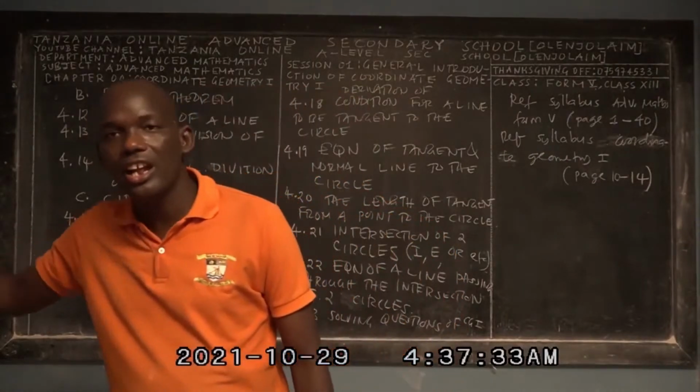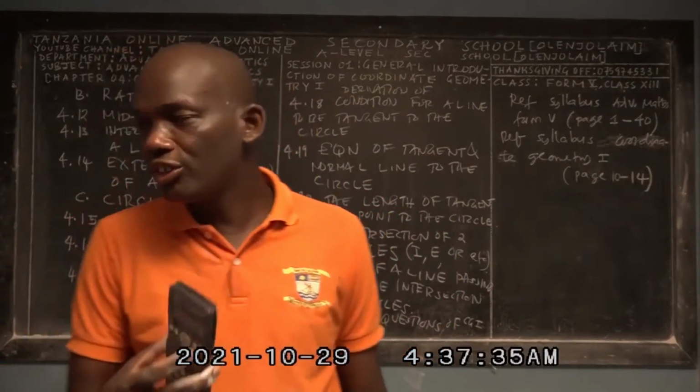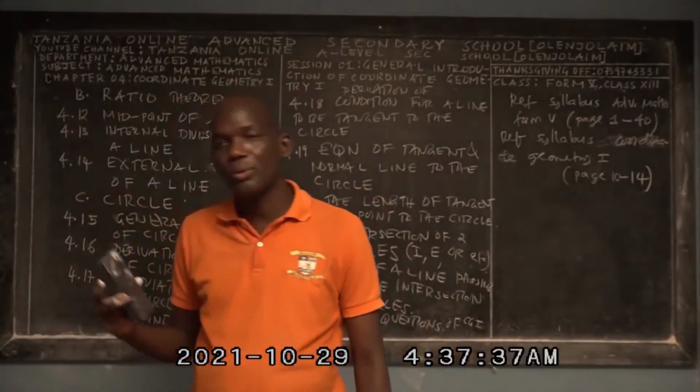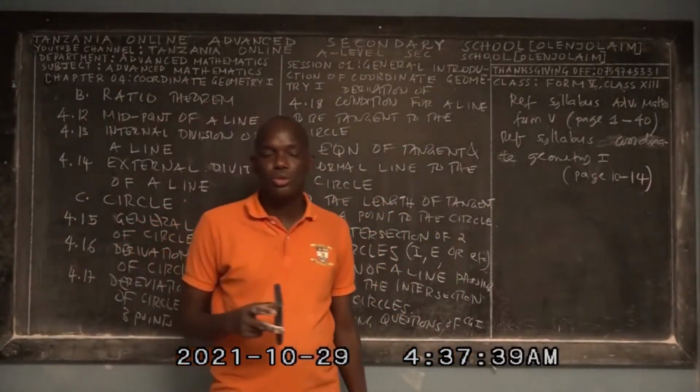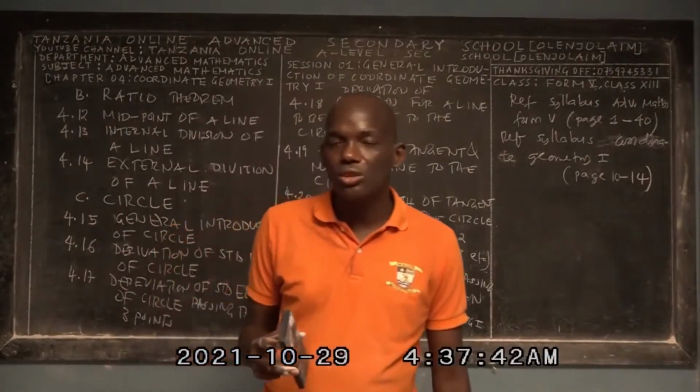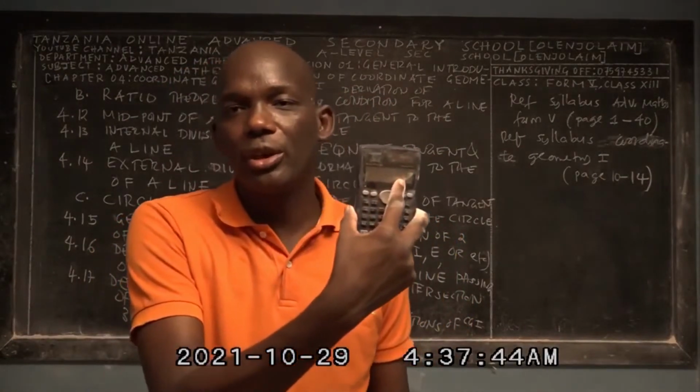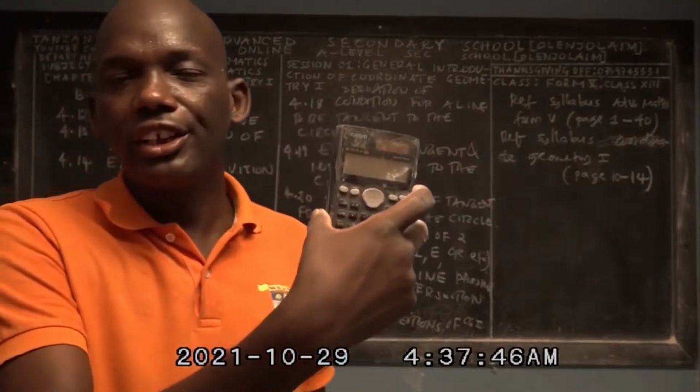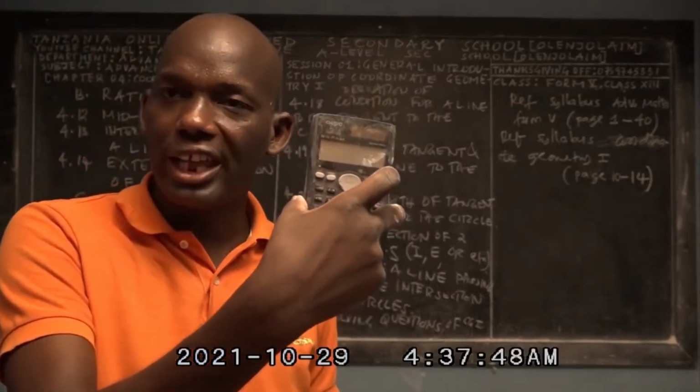Again, another thing, other weapons as I can call them: the syllabus is the first weapon. The second weapon is the textbook. The third weapon is the questions and answers book. And the fourth weapon is the scientific calculator. In case you don't have this one, we have it in our library.